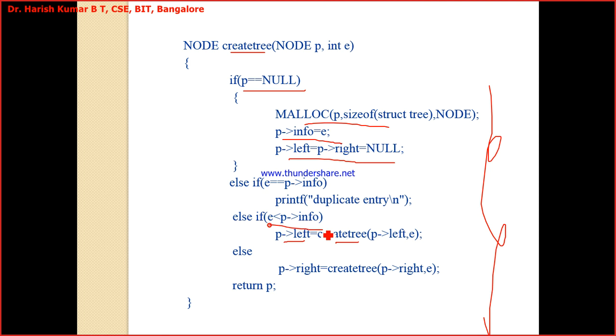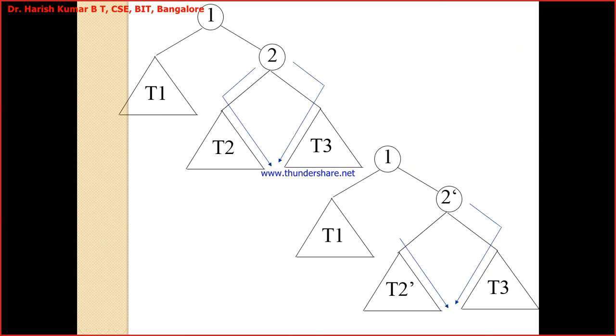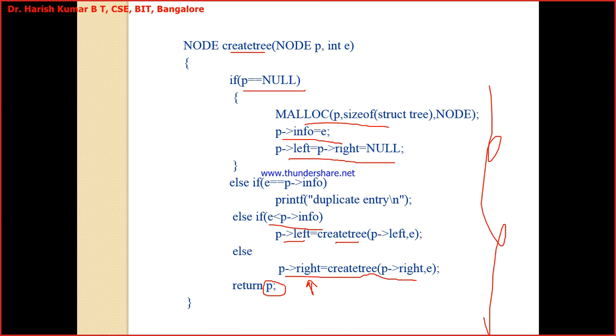So if this is also not true, then it goes and traverses the right subtree, and the newly created node gets inserted towards the right side of the current node. Okay, and finally we return p. p is written finally. Okay, this is how we do it. And similarly, now you understood how to create the binary search tree.